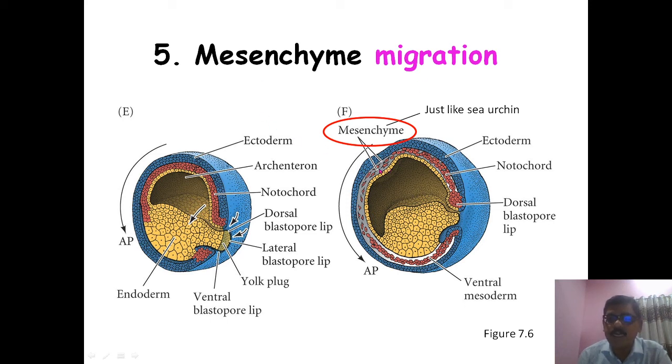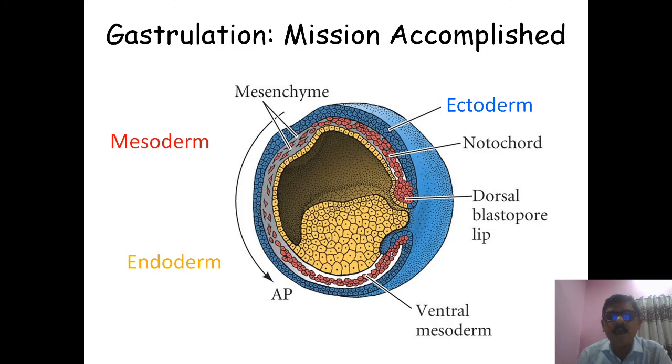This occurs by a migration process, where the cells separate and migrate on their way, forming the mesoderm. Here at the ventral side, the ventral mesoderm is formed, and this mesodermal layer occupies the central or middle position. The outer blue colored cells are the ectodermal cells, the yellow colored cells are the endodermal cells, and the red colored cells are the mesodermal cells. So this is the last movement, mesenchyme migration. This completes the entire process of gastrulation.